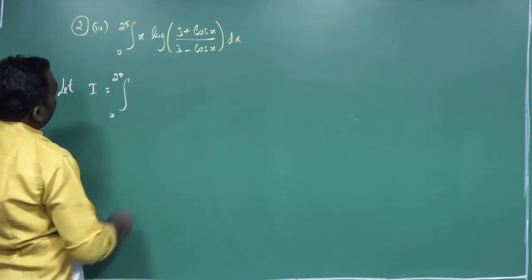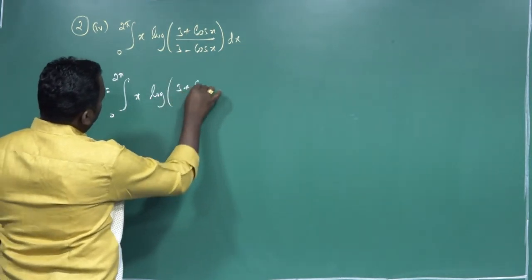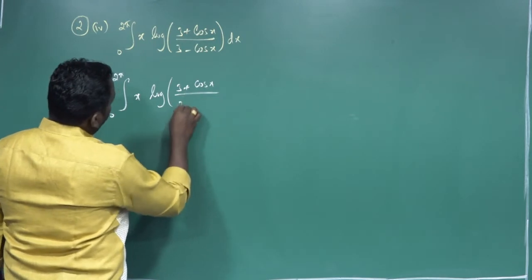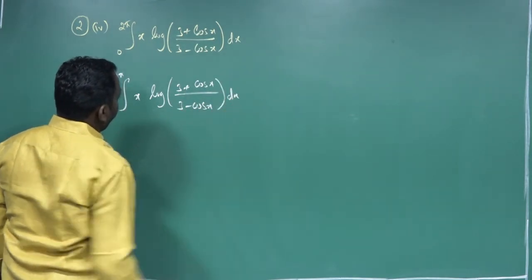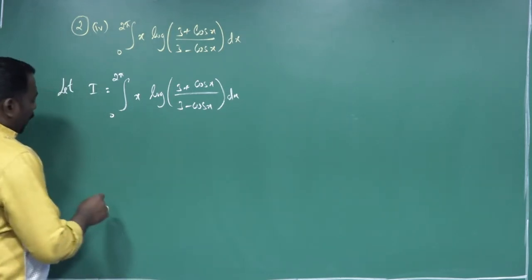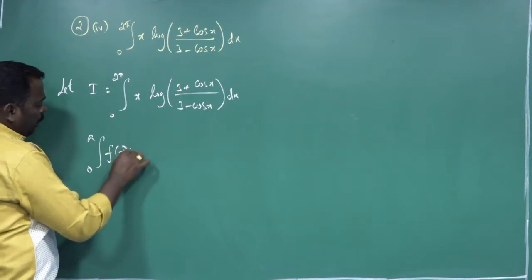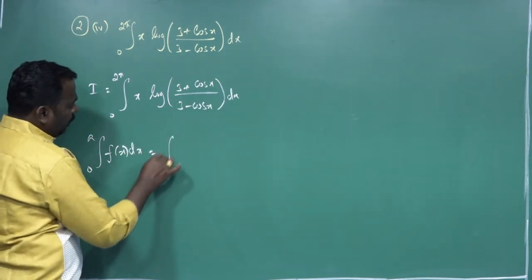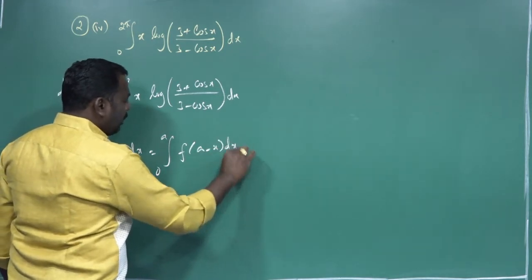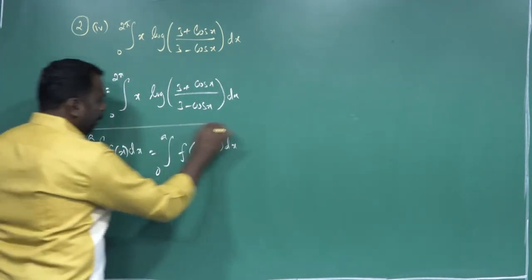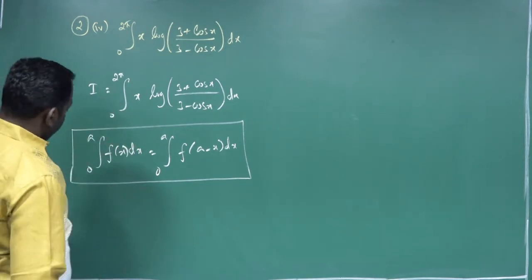the integral from 0 to 2π of x log of (3 + cos x)/(3 − cos x) dx. Now here we apply the formula: the integral from 0 to a of f(x) dx equals the integral from 0 to a of f(a − x) dx. Apply this integral property. So here a equals 2π.